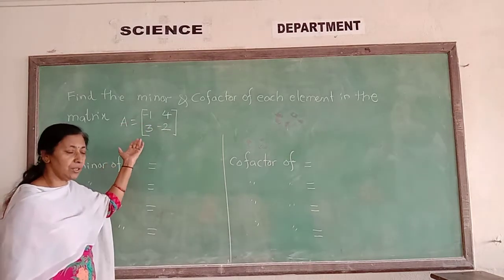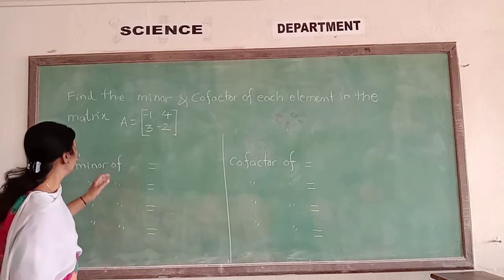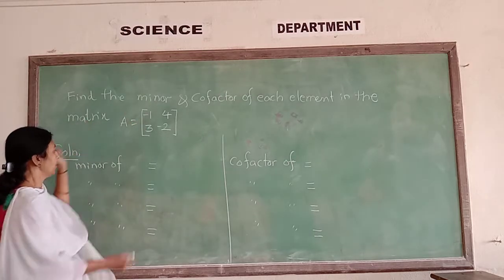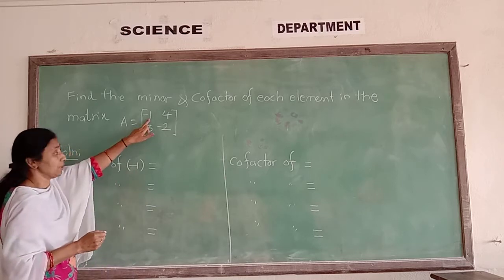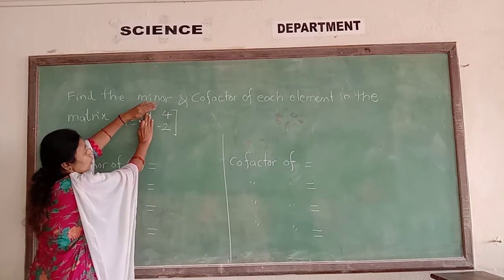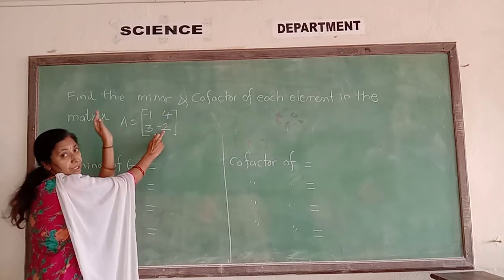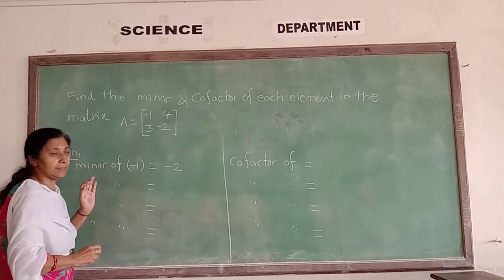We have studied this in the last session. The problem, with the help of that, we are going to understand. So, what is the minor of the minus 1? If you want to find out the minor of the element minus 1, it is nothing but leaving this row and the column in which it is present. What remains here? Minus 2. That is the minor of this minus 1.